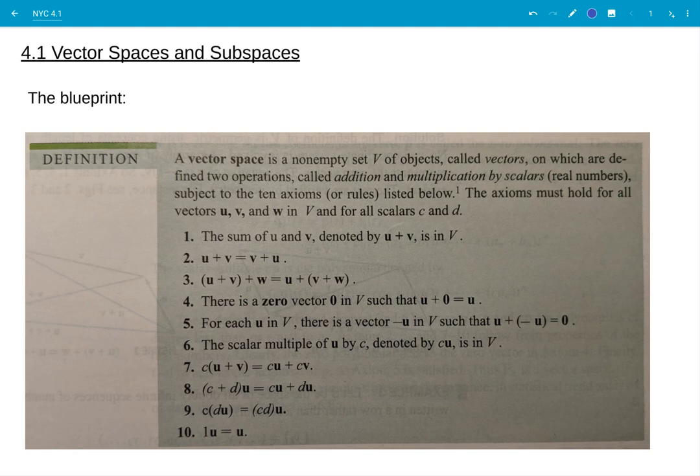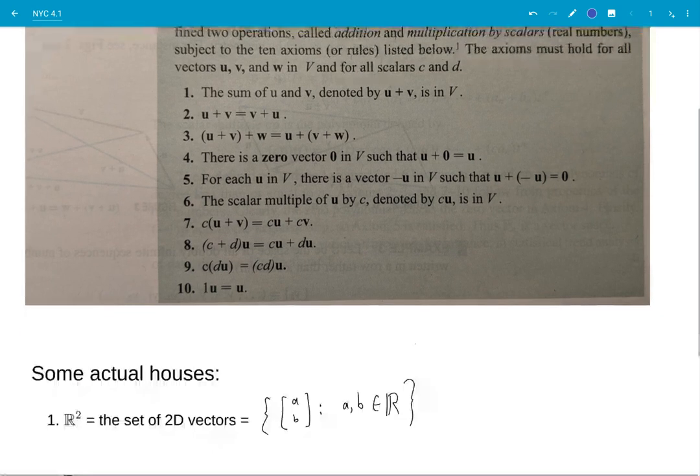So here is our blueprint, which we'll be using. There are objects, and there are two operations, addition and multiplication by scalars, or just say scalar multiplication. Okay, this is a lot to digest, so I think we should jump into some actual houses.